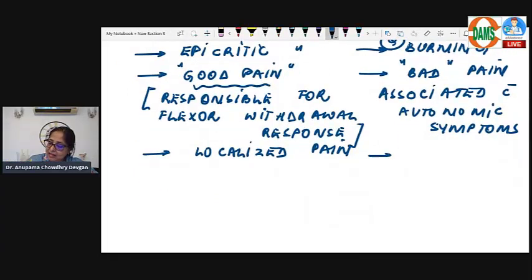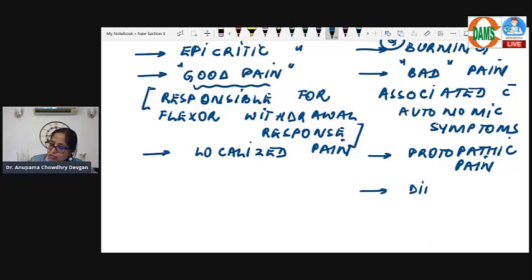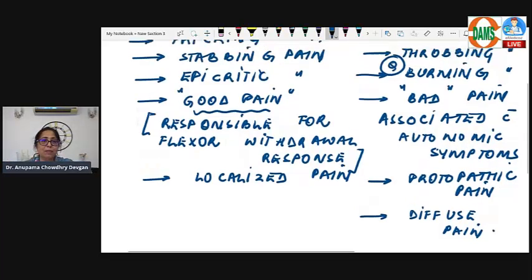This is also known as the protopathic pain. When I say protopathic pain, that means it is basically associated with some sort of tissue injury. Protopathic pain. And localized pain, this is also known as a diffuse pain. Slow pain is much more diffuse. It is not very well localized. These are important synonyms for slow pain and fast pain.